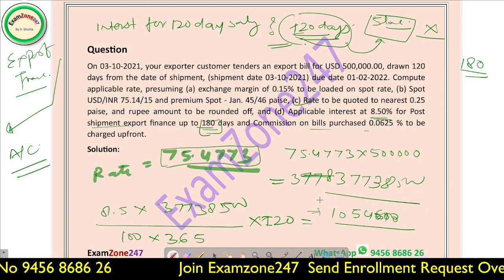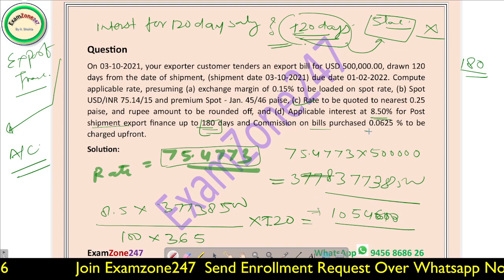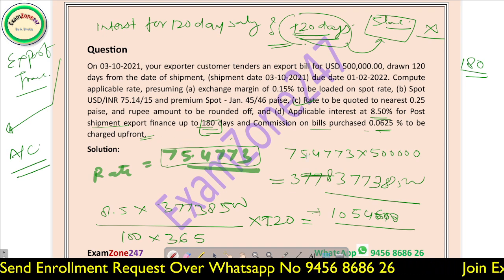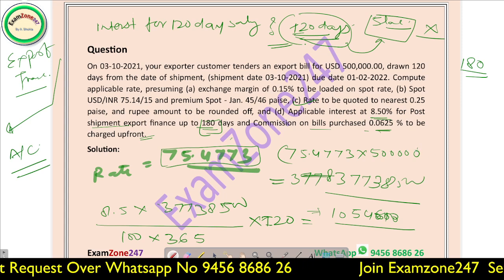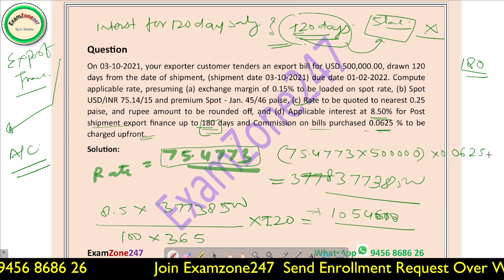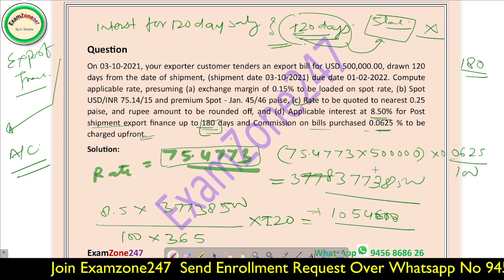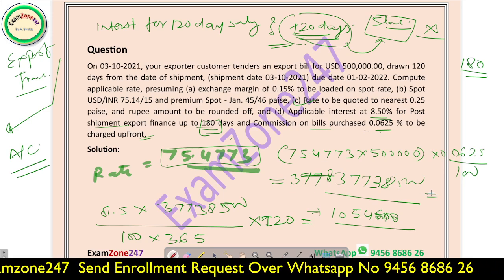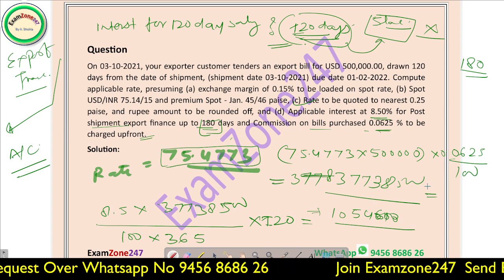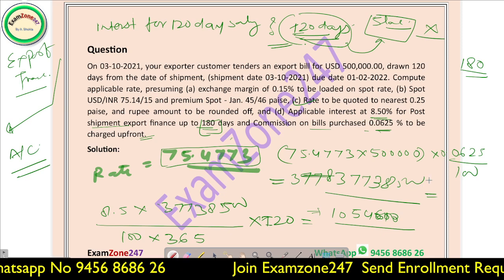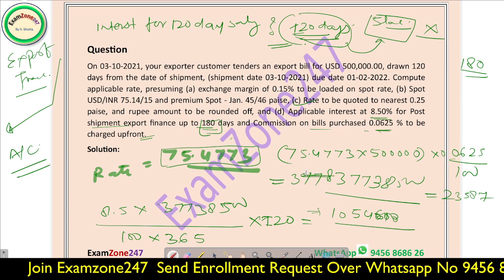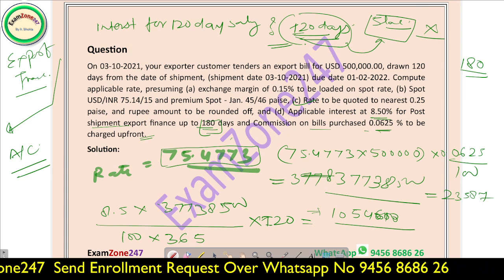Now, commission amount, this is to be charged upfront. Upfront means on total amount. Means we have to calculate 0.0625% of this. If you calculate with the calculator, it will come out 23,587. Now, how much amount the customer will receive?